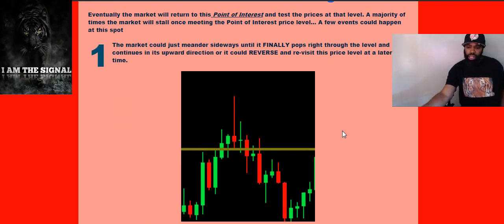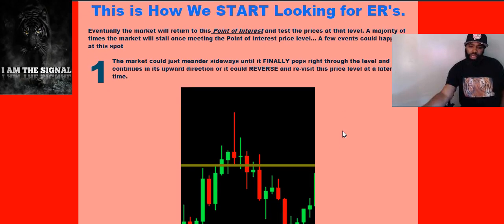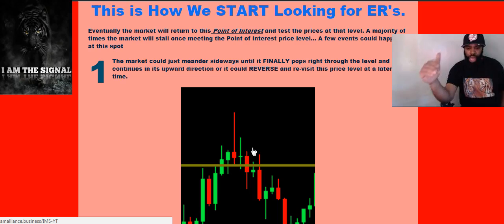So let's look at some of this now. This is how we start looking for Enrico's rifts, right? Eventually, the market will return back to this point of interest. As I said, if I'm looking at a downtrend, a resistance, the market is going to return to that level a majority of times. And when it does, it will stall once it meets that point of interest. And once it meets it, a few things can happen. We got 4 different scenarios that could happen once the market actually meets Enrico's rifts, that level again.